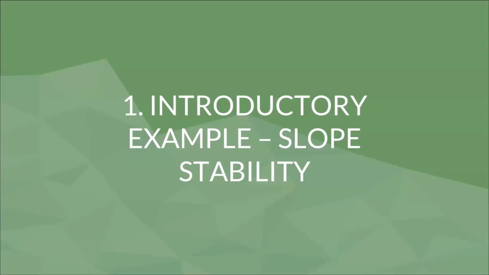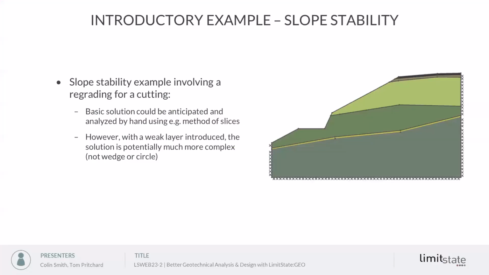So we'll start off with an introductory example, looking at a slope stability problem, looking at the regrading of a slope adapted from a real case study. In this problem, there is a thin, weak layer of soil that's indicated in yellow in the diagram. We could do a basic solution, trying to do a hand calculation using perhaps method of slices. But with that weak layer in place, the solution is going to be potentially much more complex.